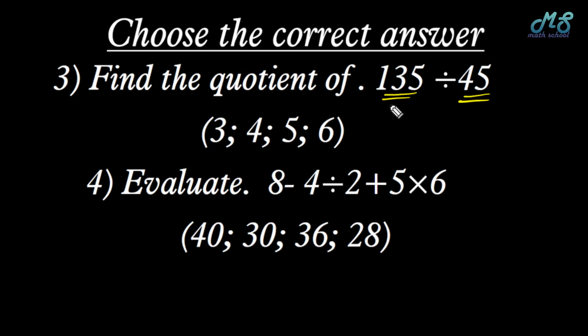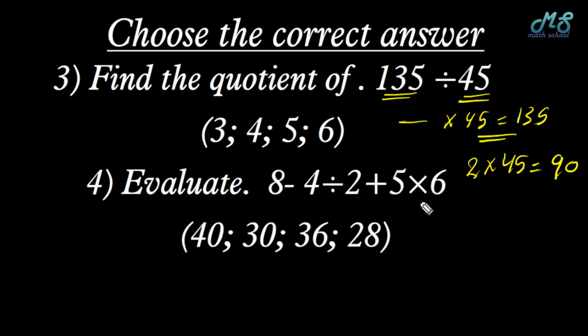Next, find the quotient of 135 divided by 45. Now, what's the meaning of 135 divided by 45? I am looking for a number times 45 equals 135. It's easy to find. How, guys? Just try. 2 times 45 mentally equals 90. It's easy. Try 3 now.